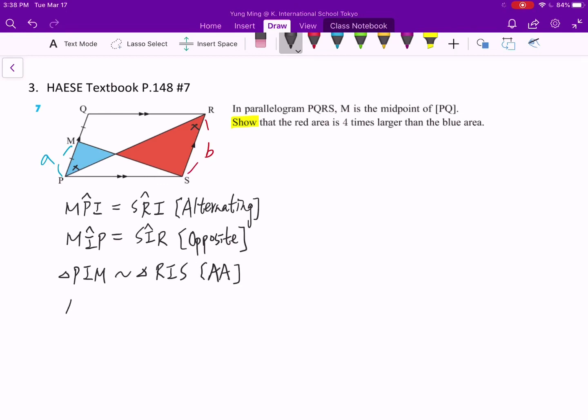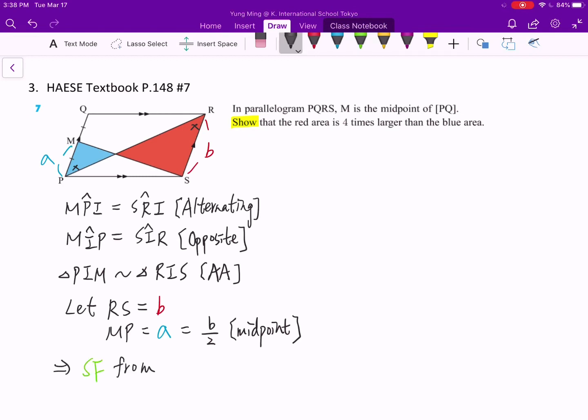So now if we let RS equals B, MP equals A, we will realize that your A can actually be written as B over 2. And the reason behind that is because it's a midpoint. Okay? Because of the midpoint, your A is basically half of your B. Okay, so in this case, my SF scale factor from the small triangle PIM to the bigger triangle RIS is equal to this B, the bigger one, over the smaller length, B over 2, which is equal to just 2. Okay, so you realize that the side length is actually twice, from the blue to the red.